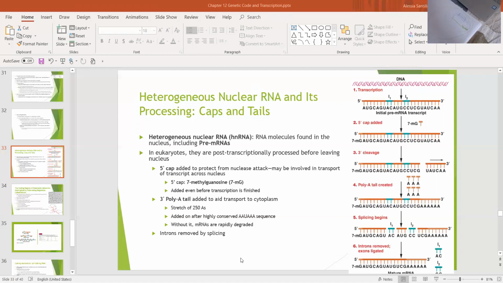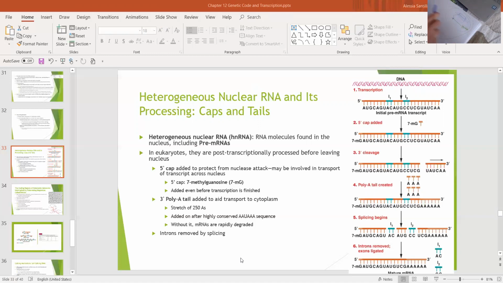The first one is a 5' cap. So if this is my 5' end, I'm going to have a little 5' cap, which is essentially just a methylated guanosine. It's just a guanine nucleotide that has been methylated. And this acts as a little cap that protects this end right here from any kind of degrading enzymes. And then on the opposite end, I have my 3' end.